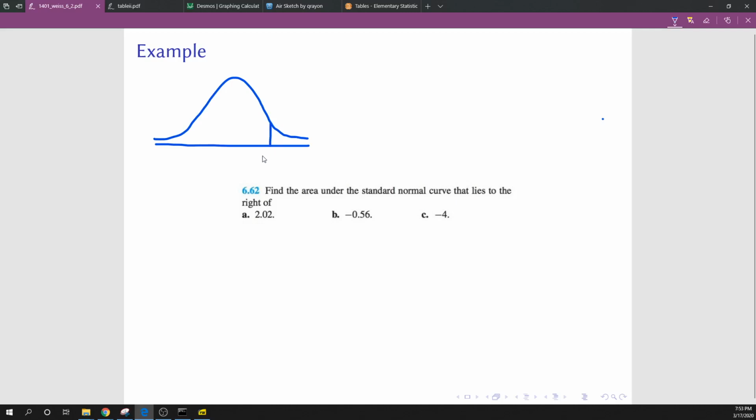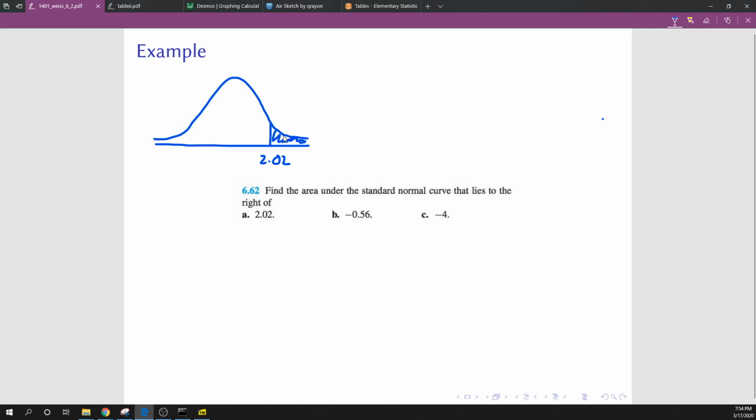You don't have to get it perfect by any means, but sometimes it just helps to draw a picture to figure out what you need to do. We want the area between the curve and the x-axis to the right of 2.02. So that's what we have to figure out. We would go to table 2, but the issue is that table 2 is going to give us the area that's to the left of 2.02. That's this part over here, and we want the area that's to the right.